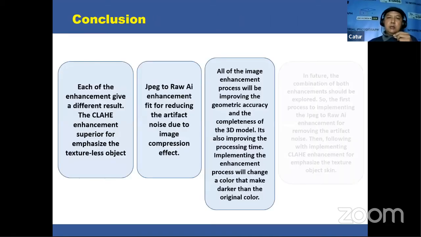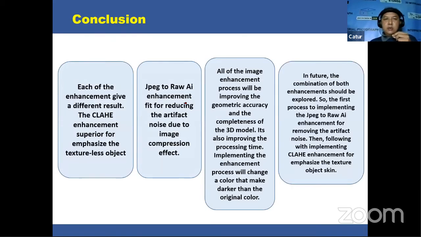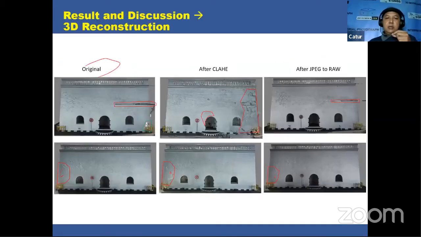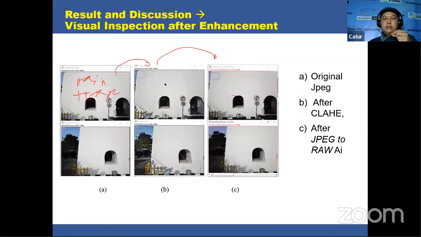So as a conclusion, I can say that I cannot make one parameter for all objects for this enhancement, but we have improvement after we enhance before we do structure from motion calculation. But we don't have any general parameter for all of the objects because each has a very different character. If you can see this one, it's very different. Another object will imply different parameters.